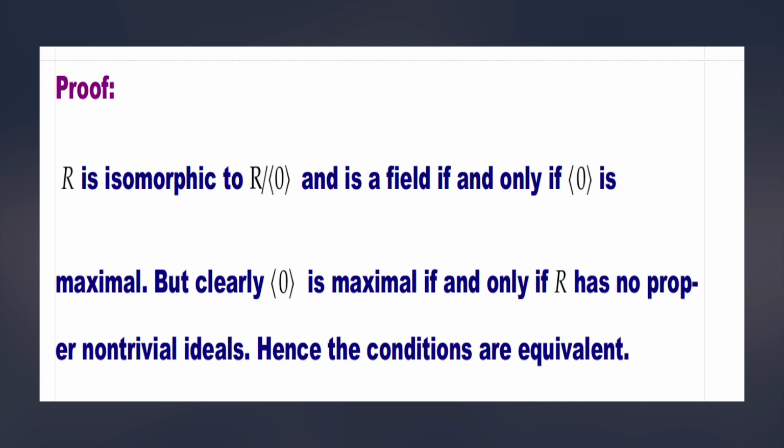Proof: R is isomorphic to R/(0) and is a field if and only if the ideal generated by 0 is maximal. But clearly, the ideal generated by 0 is maximal if and only if R has no proper non-trivial ideals. Hence, the following conditions are equivalent. Next, we will see the definition of another particular type of ideal called the prime ideal.